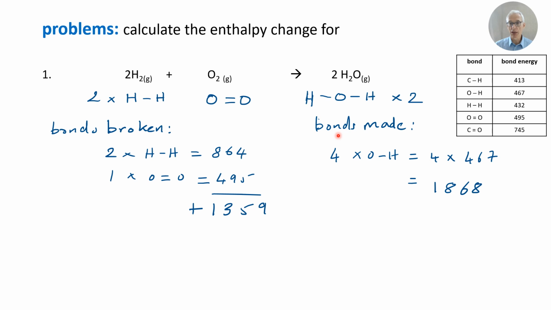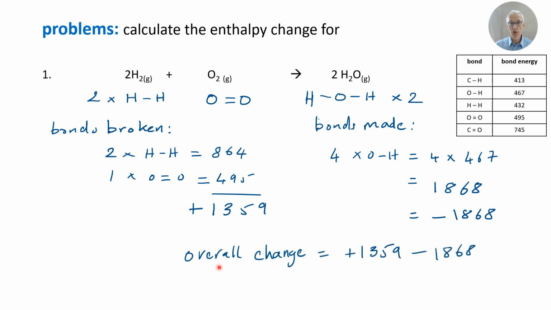We now look at the bonds that are made. Because there are 2 molecules of water and each molecule has 2 oxygen-hydrogen bonds, in total on the right hand side we have 4 times the oxygen-hydrogen. So 4 times 467 comes to 1868. But we give that a negative sign because we are making bonds, which releases energy. The overall change, therefore, the enthalpy change, is plus 1359 minus 1868, which comes to minus 509 kilojoules per mole.